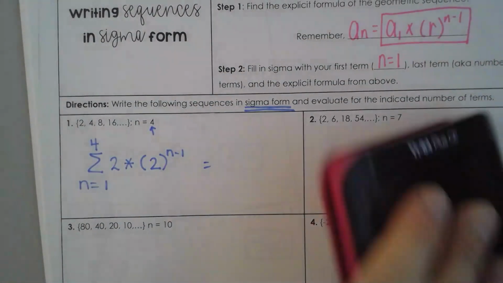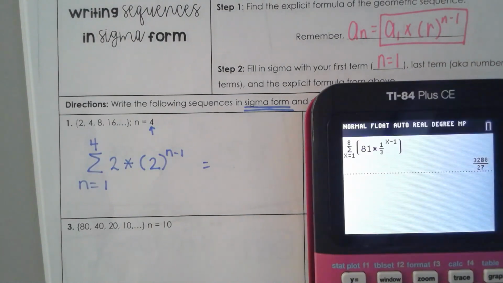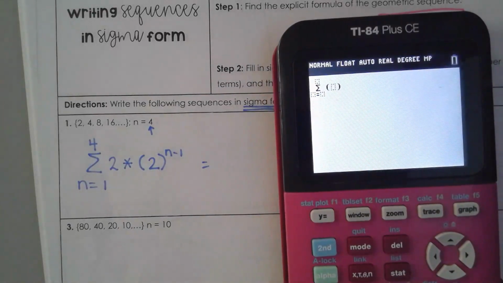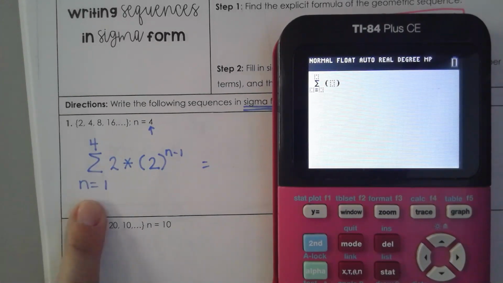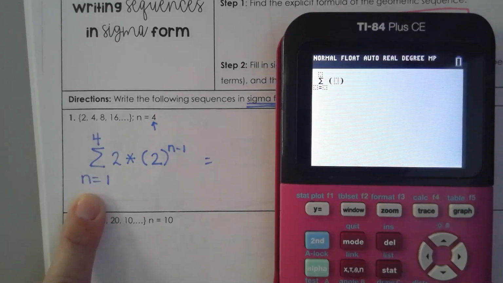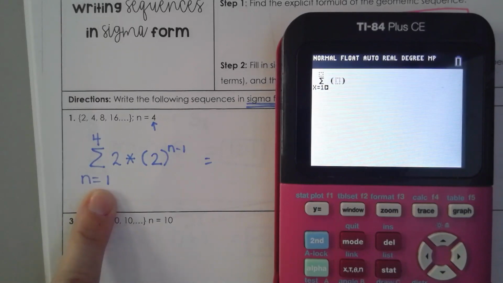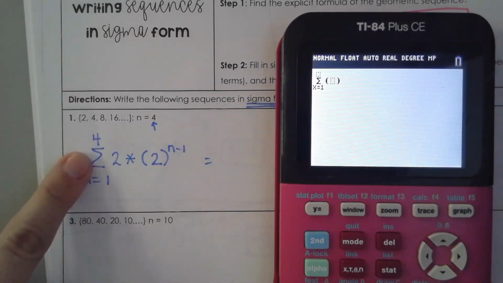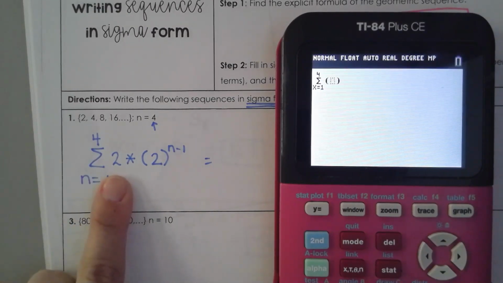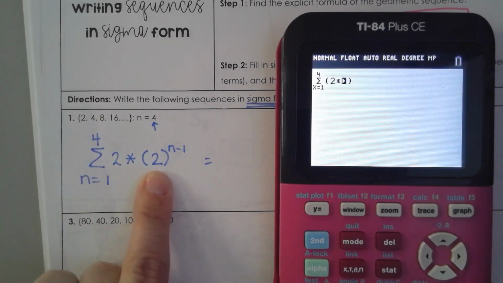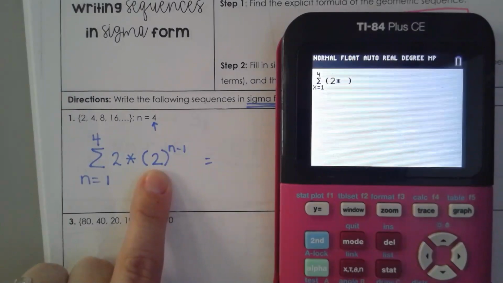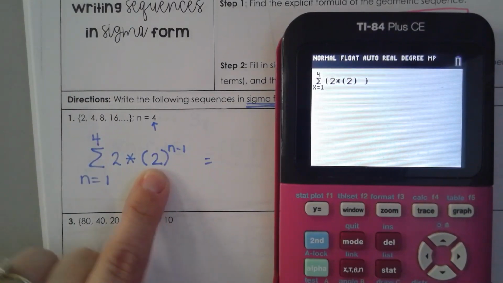How do we get sigma in the calculator? Math 0. And I can use the letter N or I can use any letter I want. I think it's faster to use the X button. So X equals 1 to 4. Two times, and then I'm going to put my own parentheses, so parentheses 2.